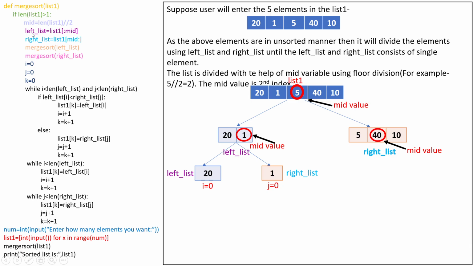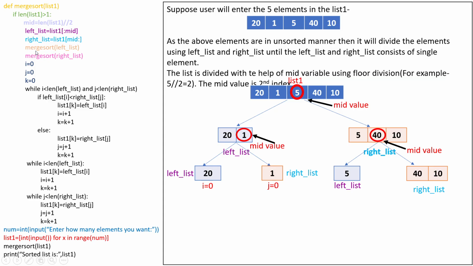How will it divide? Left list equal to list[:mid]. Now the left list will have the value 5. Why? Because it starts from the starting position of the list and goes up to before the mid. Before the mid is obviously only one element, 5. So the left list will have 5 as its element, and the right list will have 40 and 10 as elements. Why 40 and 10? Because it starts from the mid position to the end of the list. So 40 and 10 will be placed in the right list.